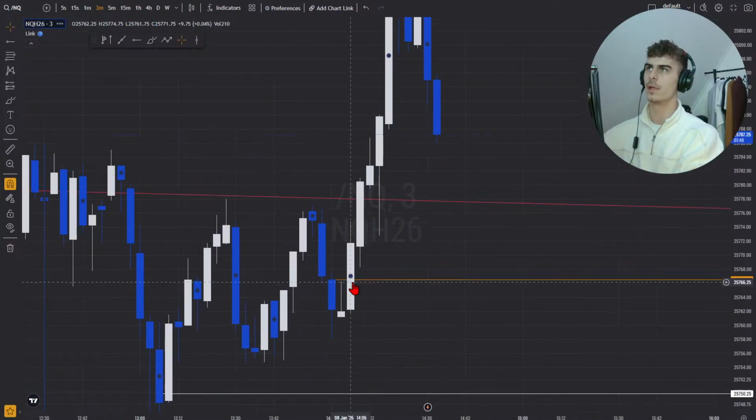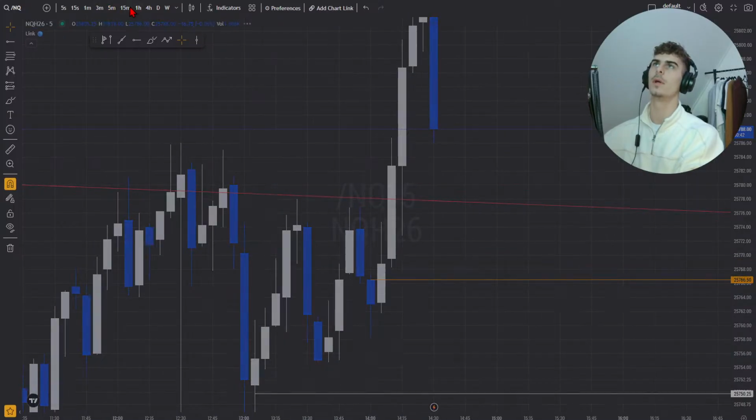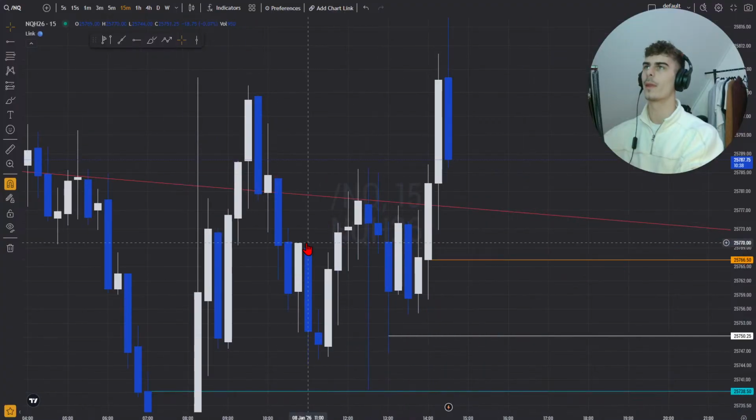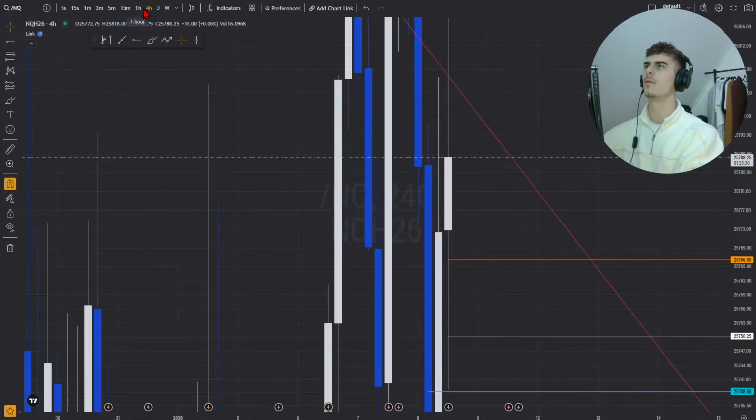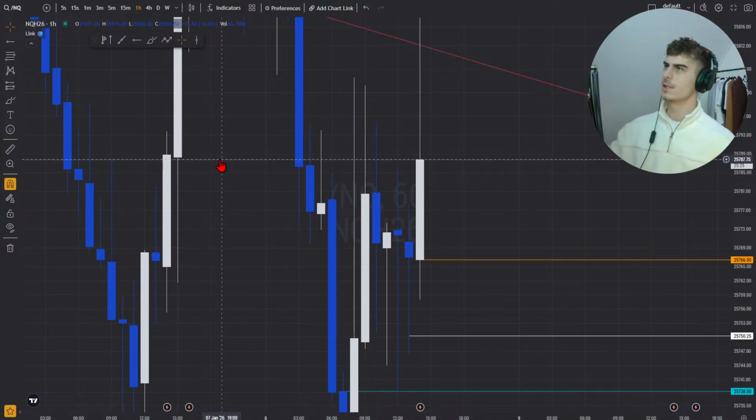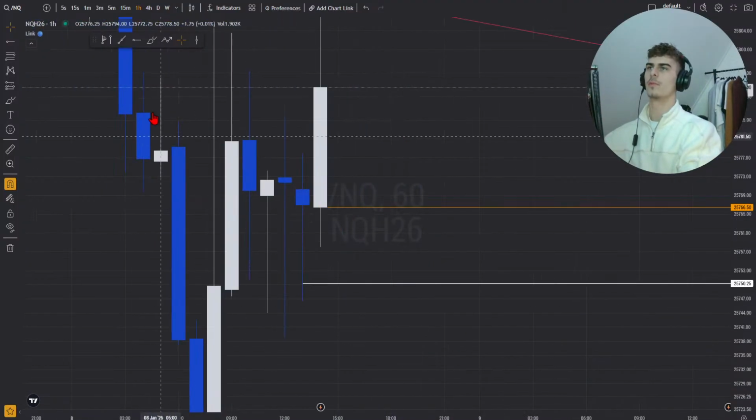This is kind of a nice... We got a backside bounce. So maybe it's going to be a backside on another time frame. So you have hourly, 15 minutes. Broke the 15.